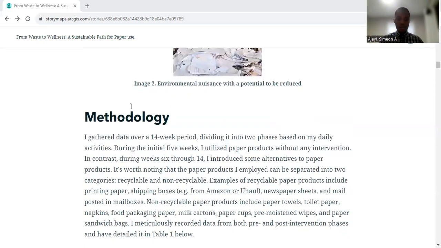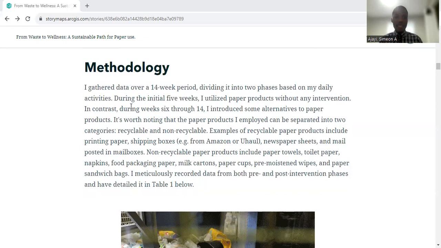So the methodology: I gathered this data over a 14-week period, divided into 2 phases based on my daily activities, the first 5 weeks and then the later 9 weeks. During these first 5 weeks, I had no intervention. The only step I took was recording my data, the number of paper products that I use per day.